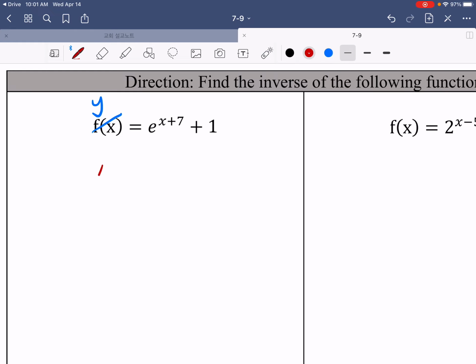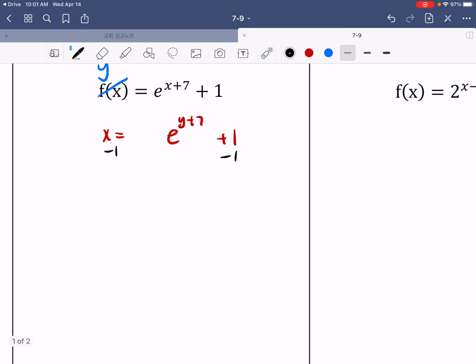So let's do this. X equals, leave some space, e to the y plus 7, plus 1. As you can see, the only thing that I did is switch x and y. Before we get rid of this, you see we have plus 1 here already. So before we get rid of this, we have to get rid of this one first. So let's do this one. Subtract 1 on both sides. So x minus 1 equals e to the y plus 7.